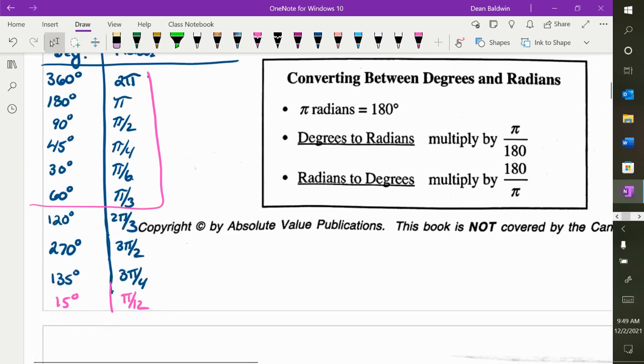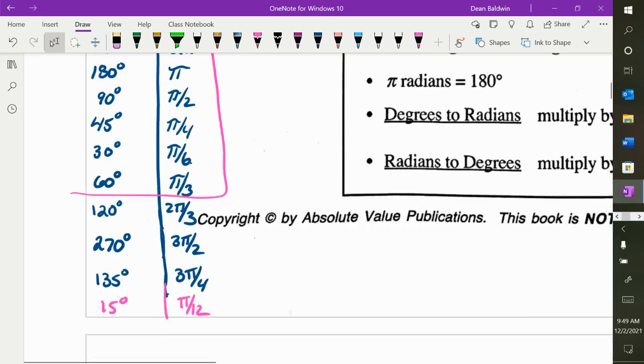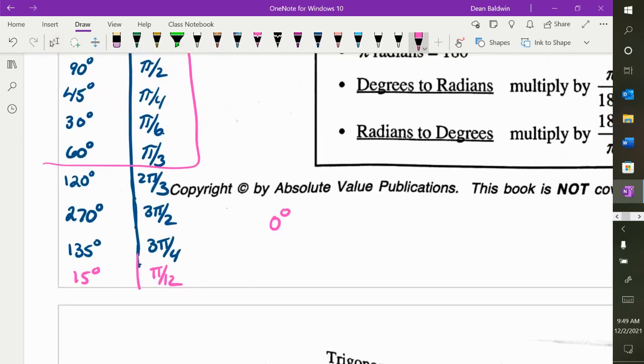So, what's 0 degrees? 0 rads. Or 2 pi? No, that would be if I said the reference angle was 0. If I say 0 degrees, it's 0. 0 and 2 pi would be coterminal angles. All right.